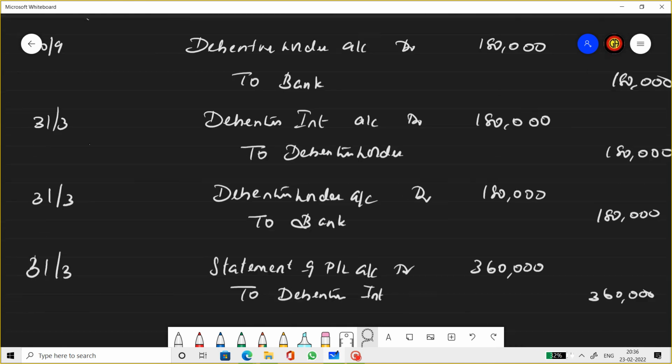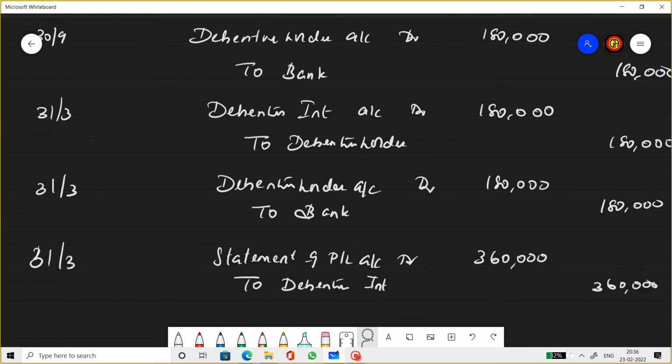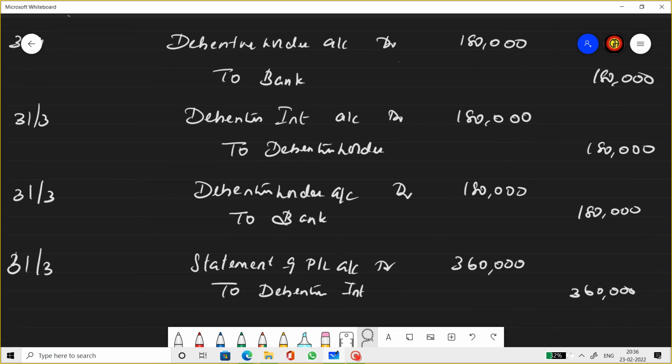Then the next half year, which is 31st March 2019. As I said, the two entries will repeat again. Debenture interest account debit to debenture holder, 1,80,000. Debenture holder to bank, 1,80,000. And on the last day of the year, we need to transfer it to the profit and loss account. So statement of profit and loss account debit to debenture interest. So what is the total debenture interest? 1,80,000 plus 1,80,000, 3,60,000.